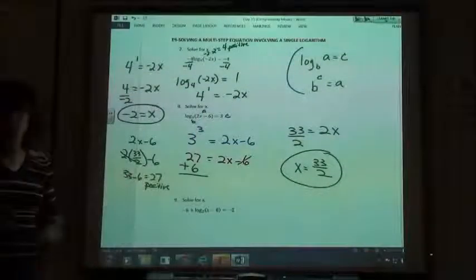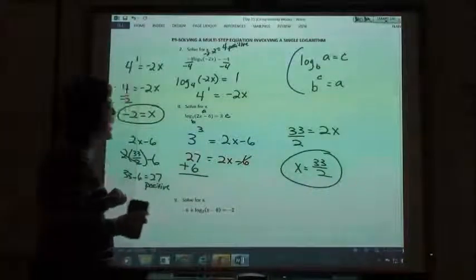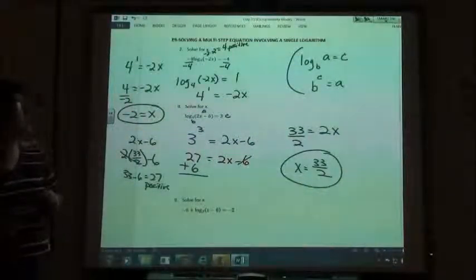But had that come up to a negative number, we would have said, oh, we can't do the logarithm of a negative, so it's no solution. But we always have to make sure we go back and check that, because we can't do the logarithm of a negative.